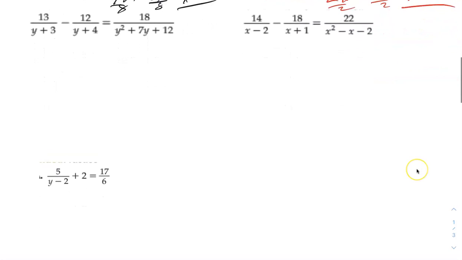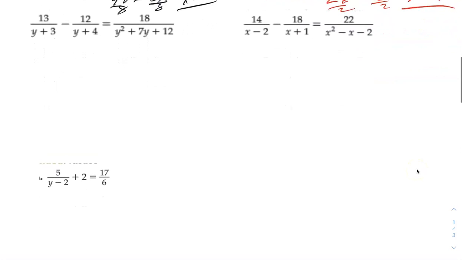Next one, we're going to do this a very similar way. Let me erase that so I have some space to write. Instead of rewriting and taking extra steps, I'm just going to factor, and then we'll figure out what the common denominator is. So I need to factor y squared plus 7y plus 12.